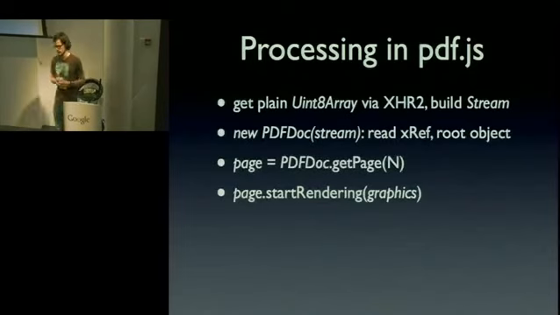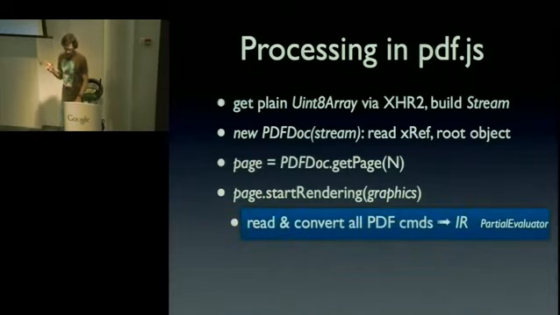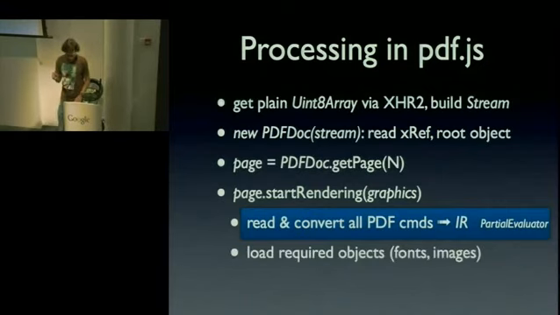And the graphics object is what later on knows how to deal with the painting commands that we send to it. Internally, if you just call start rendering, you read and convert all the PDF commands that are in there. We see that later, and we create an IR form. And that's done in what we call the partial evaluator.